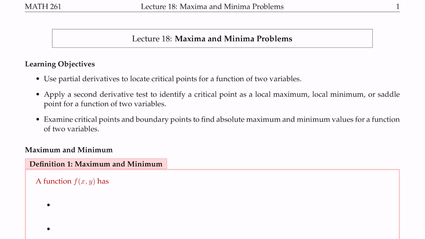And hopefully after this lecture, you will be able to use partial derivatives to locate critical points for functions of two variables. You will be able to apply the second derivative test to identify a critical point as a local maximum, local minimum, or a saddle point for a function of two variables. So the difference between single variable functions and a function of two variables is the new concept of saddle points. And you will be able to examine critical points and boundary points to find the absolute maximum and absolute minimum values for a function of two variables.